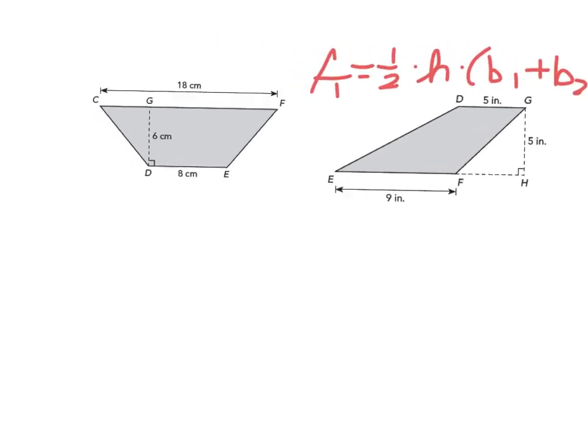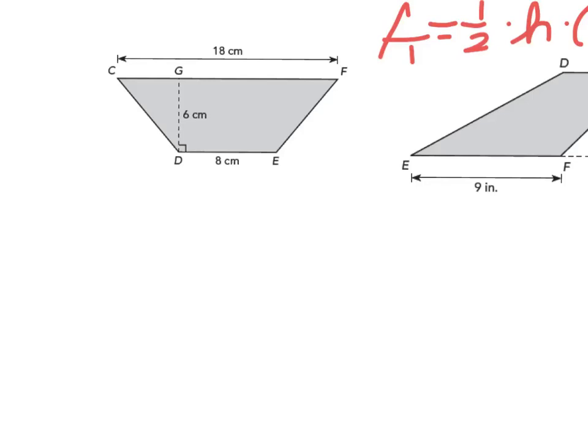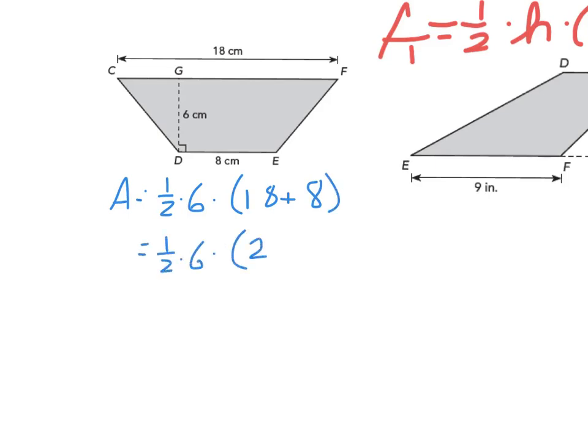Okay, starting with this first one, I know that its area is going to be 1/2 times the height, which is 6, times the sum of the bases, which is 18 plus 8. That becomes 1/2 of 6 times the sum of the bases, which is 26. Half of 6 is 3, and 3 times 26 will give us 78 centimeters squared.